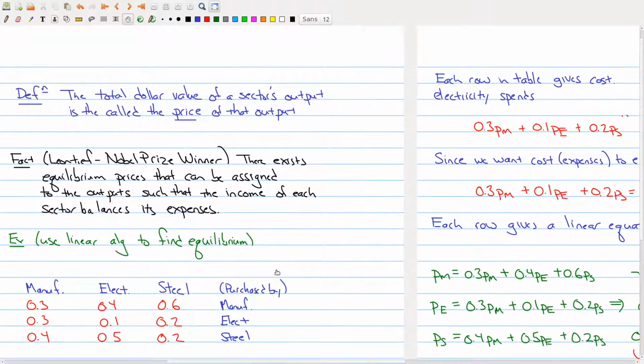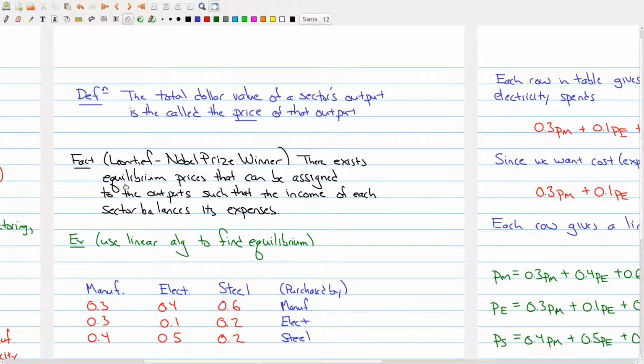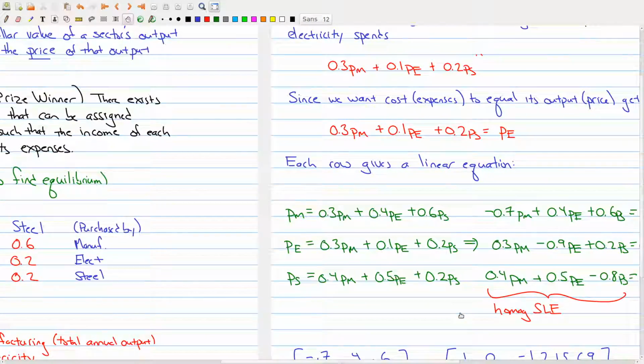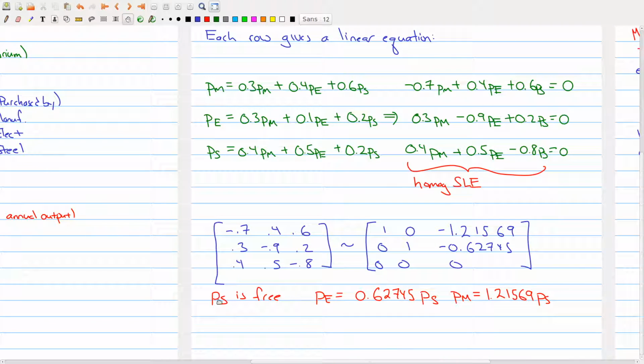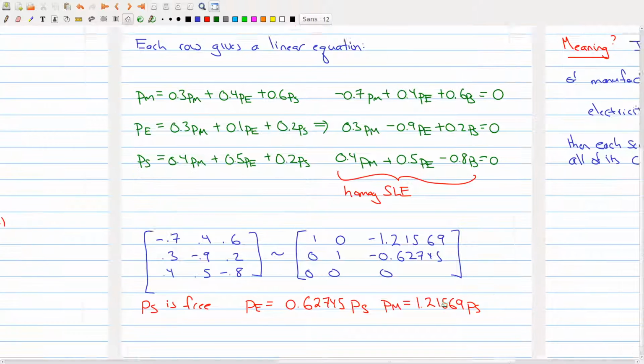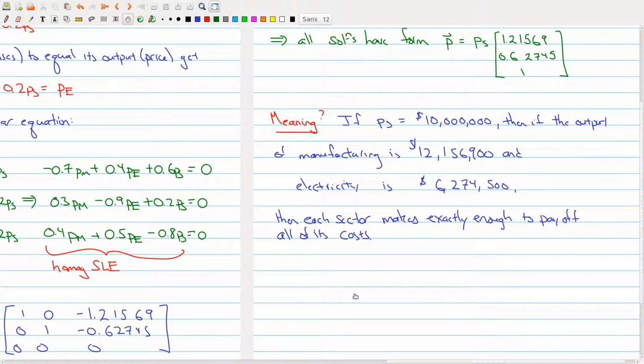Okay, let's go back over here, which says that you can always find an equilibrium. So basically what Leontief observed is that you can cook up a homogeneous system of equations like this, and no matter how your sector is divided up, you will always be able to find a free variable, and once you have that free variable, you're able to find a solution that allows you to balance everything.